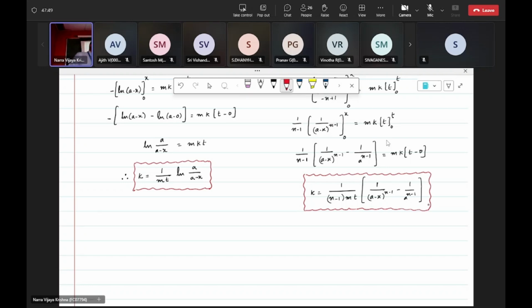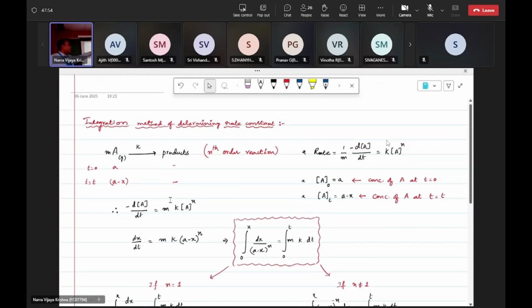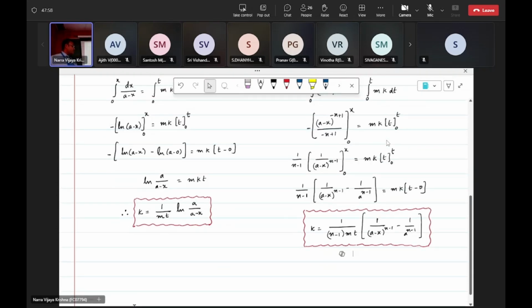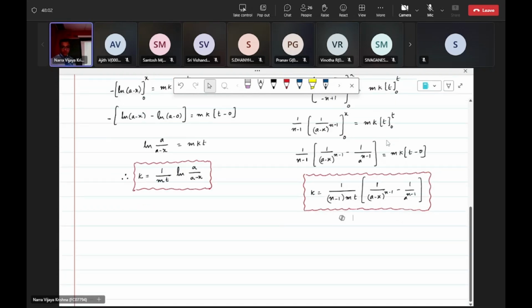Over. So we are done with the integration method of determining the rate constant. We found the rate constant k equation by using integration. So these two are very, very, very important equations. 50% of the numericals of this chapter will be given based upon these two equations only.